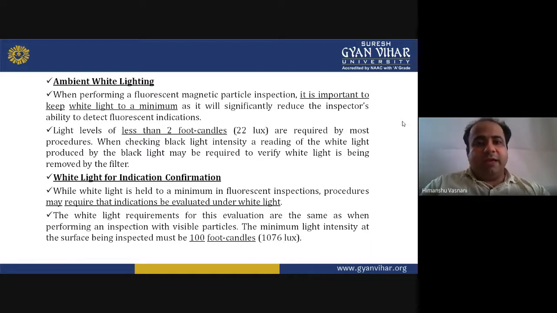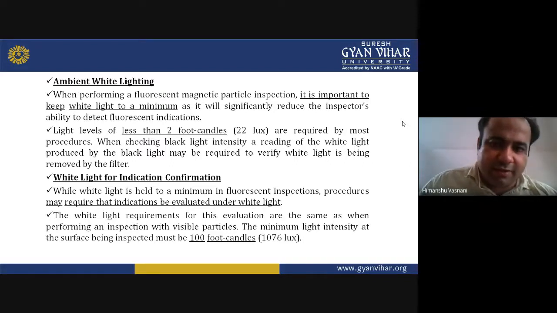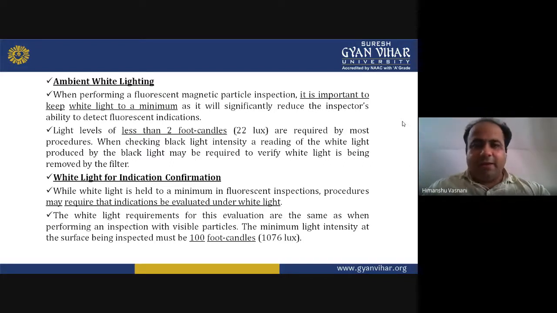Light levels of less than 2 foot candles are required by most procedures. When checking black light intensity, a reading of the white light produced by the black light may be required to verify white light is being removed by the filter.